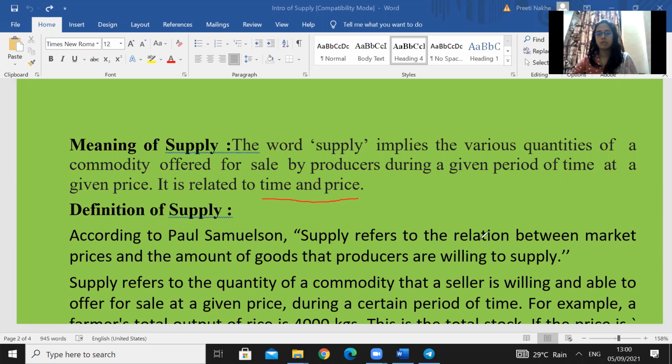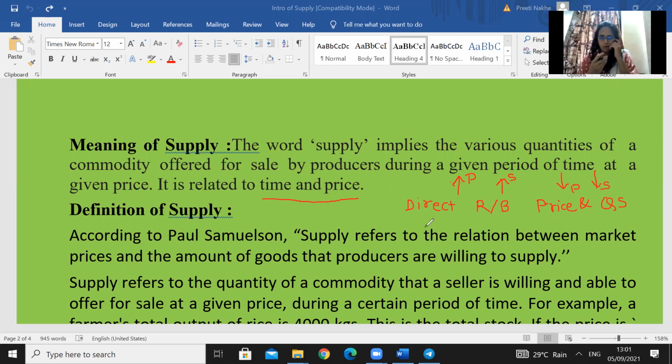According to Paul, supply refers to the relation between market prices and the amount of goods. There exists a direct relationship between price and quantity supplied. Students, if you remember, in case of demand we have seen that there exists an inverse relationship between price and quantity demanded. But in the case of supply, there exists a direct relationship. What is a direct relationship? It means that whenever the price starts rising, supply also rises, and whenever price falls, supply also falls.